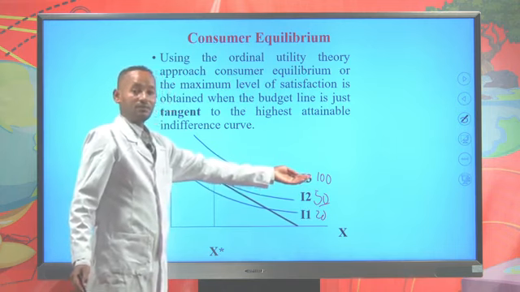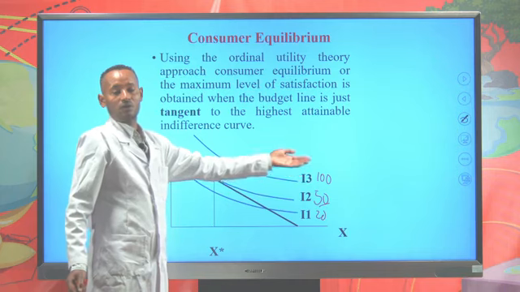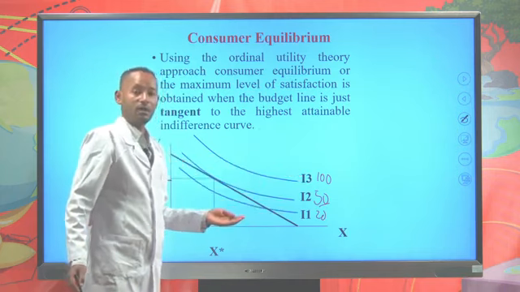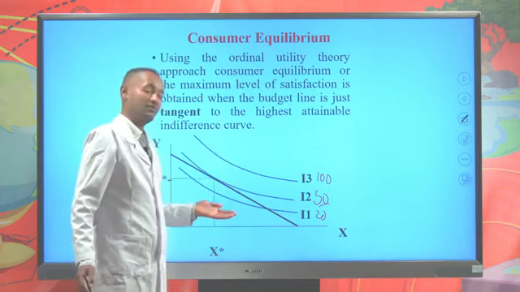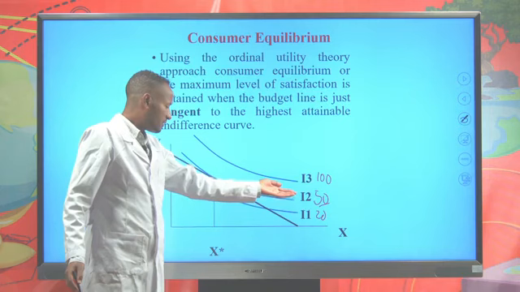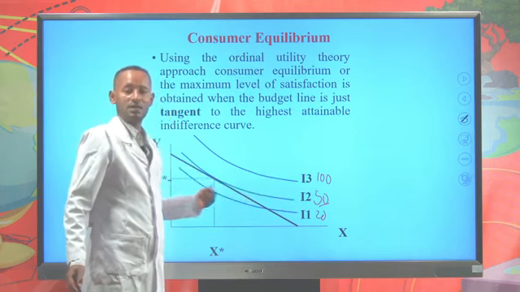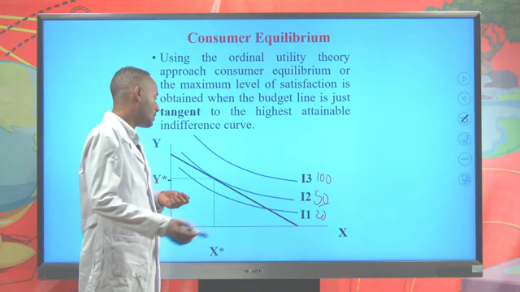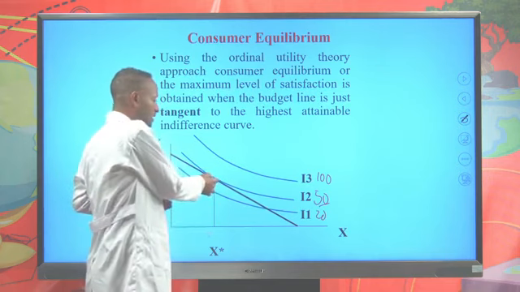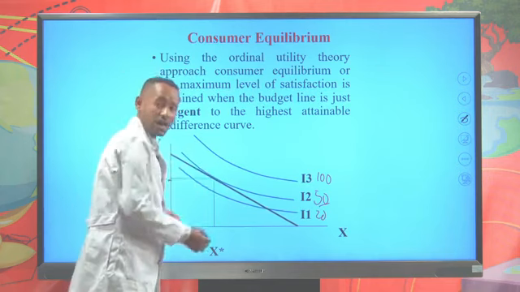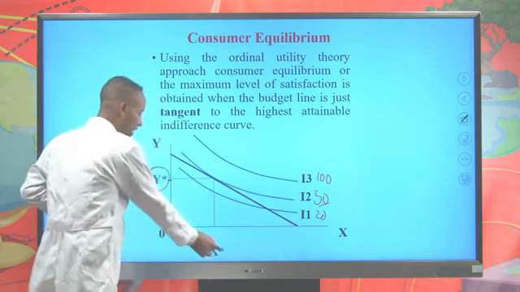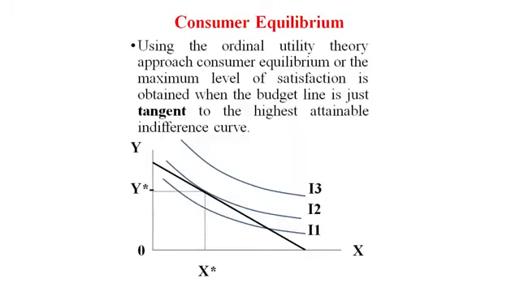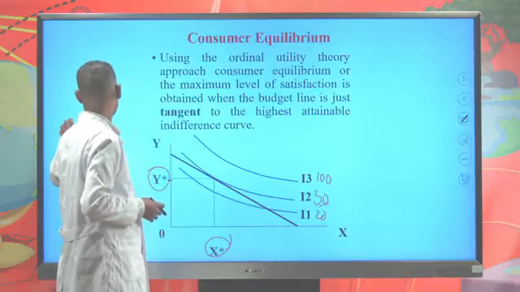At indifference curve 3, there is kitfo. The price of a kitfo is 100 birr, and you cannot afford it, but it has a higher level of satisfaction. But you have 50 birr in your pocket, and the price of one tibs is 50 birr. So you get the maximum level of satisfaction when the budget line is just tangent to the highest attainable indifference curve. So this amount of commodity Y and this amount of commodity X is the maximum satisfaction that you get from the consumption of the two commodities.